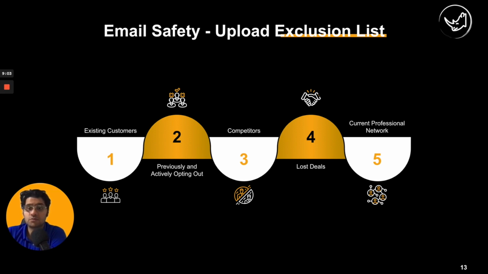Another thing is you probably want to not outreach to any of your competitors, so throw your competitors in there. Any deals that you've lost or you've been actively working on, throw that into a list and then upload it into your cold email platform. And then lastly, any of your own professional network, first degrees or second degrees, which you already know, you want to make sure that they're included in your do not opt out list.